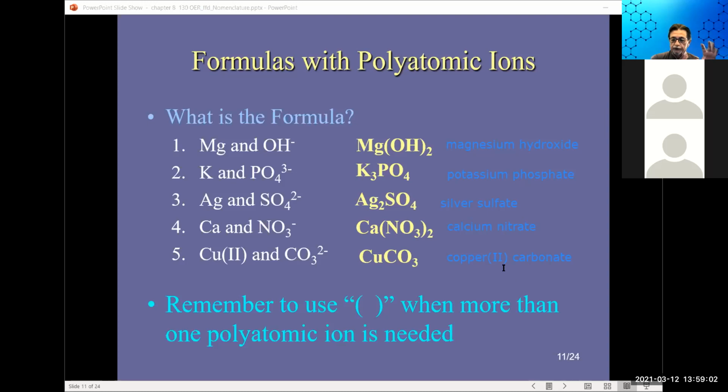No Roman numerals for those 16. That means all the other metals require Roman numerals. And for the polyatomic ions, parentheses if you need more than one.